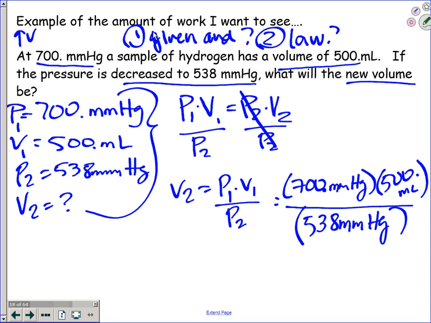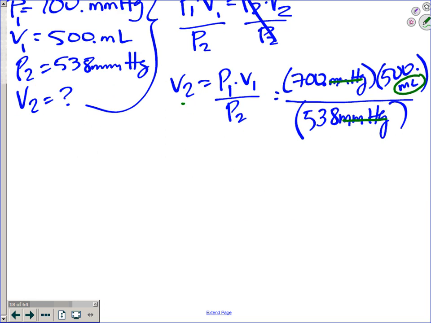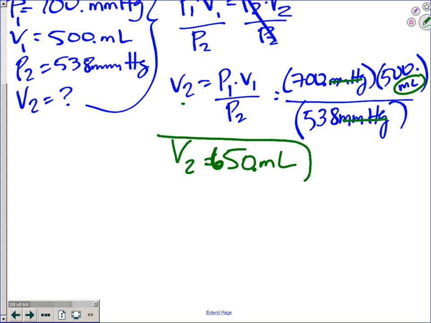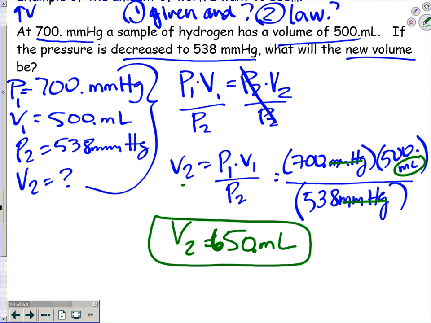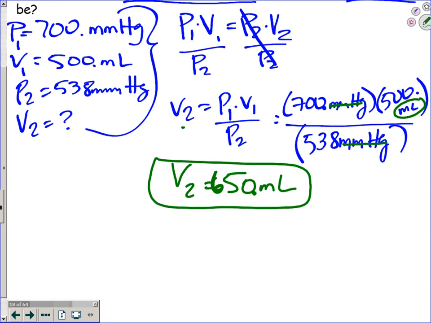What units cancel? Okay, and then what unit remains? Which is a unit of volume, so we're in good shape. And then go ahead and calculate. 650. And I need 3 sig figs, right? 3 sig figs all the way. So the answer should be 650 milliliters. And then we'll double check. We said it was bigger, right? Yep, we said V was going to increase, and there it is.